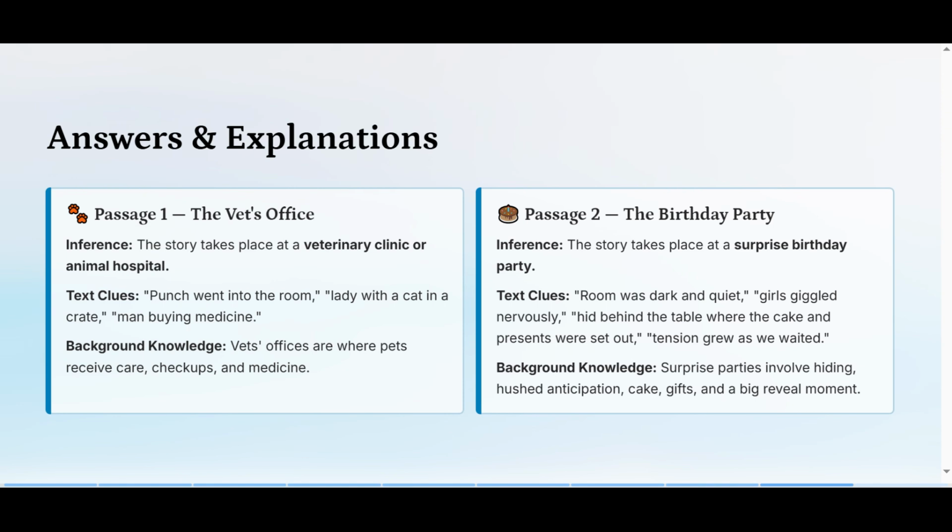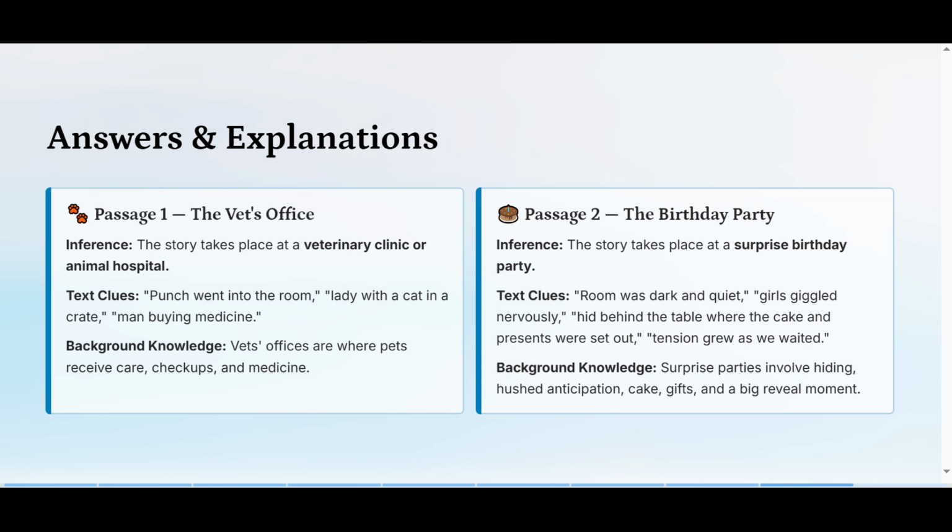Now, for passage 2, this is how you can make your inference. The passage was entitled The Birthday Party. Inference: the story takes place at a surprise birthday party. Text clues: room was dark and quiet, girls giggled nervously, hid behind the table where the cake and presents were set out, tension grew as we waited. Background knowledge: surprise parties involve hiding, hushed anticipation, cake, gifts, and a big reveal moment.